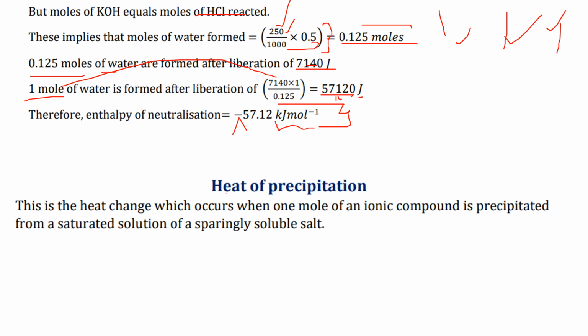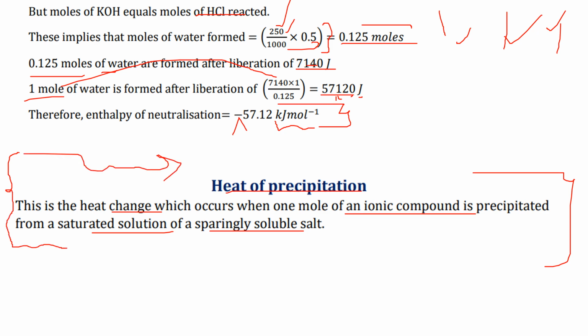So here we are going to briefly talk about heat of precipitation. Heat of precipitation is the heat change which occurs when 1 mole of an ionic compound is precipitated from a saturated solution of a sparingly soluble salt. This one is not highly examinable because this definition is handled in more detail under ionic equilibria, which are the videos already uploaded here. So make sure that you check them out under the playlist of physical chemistry.